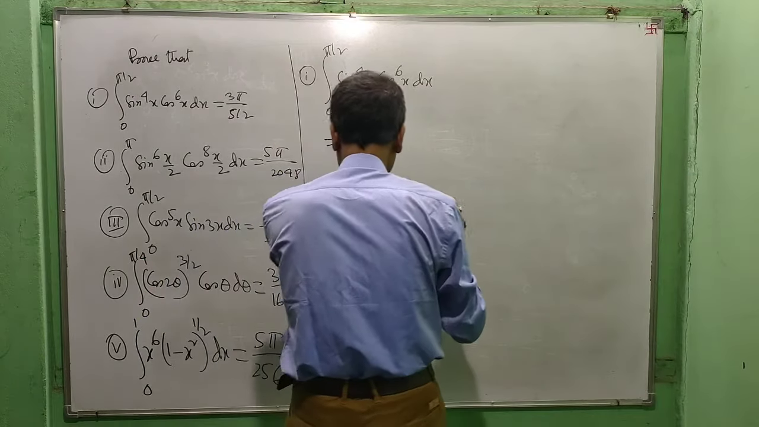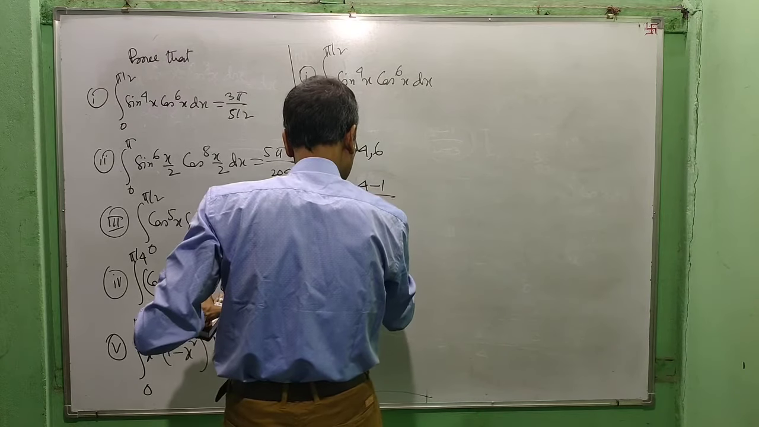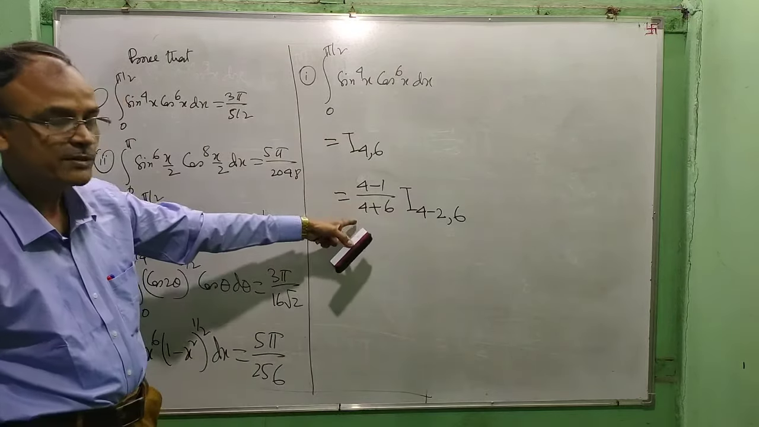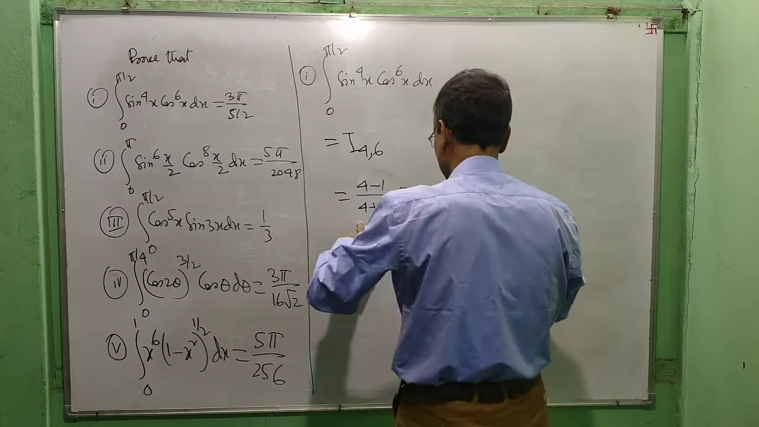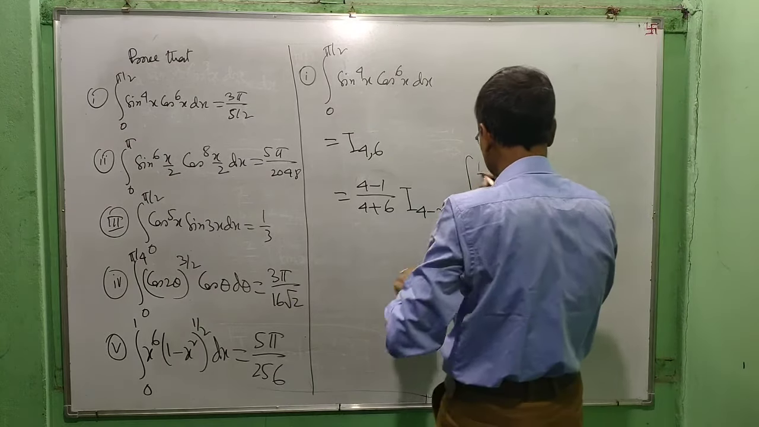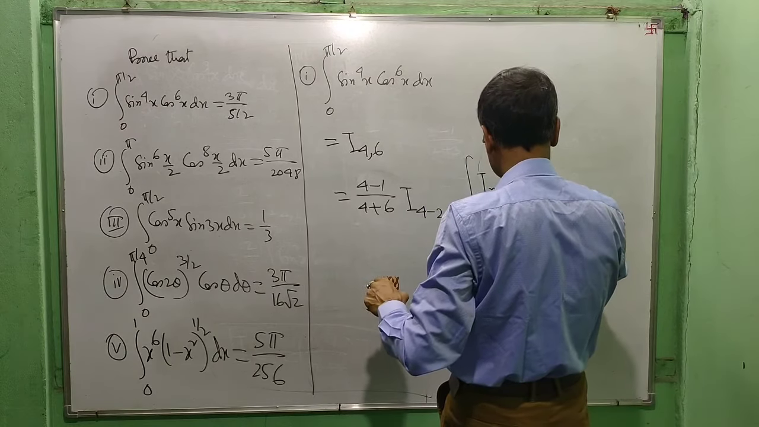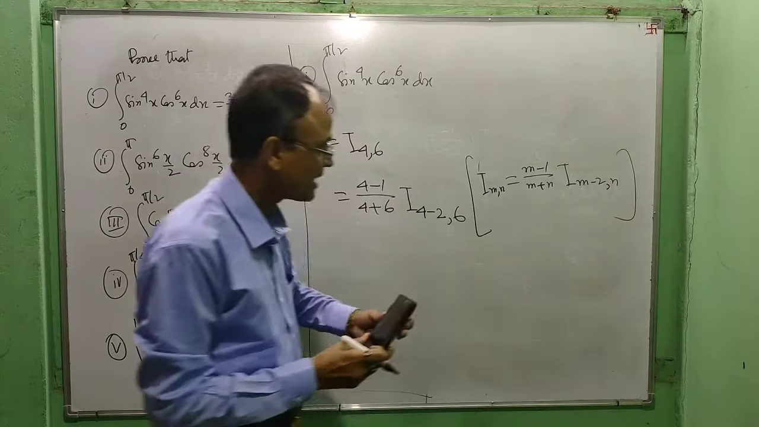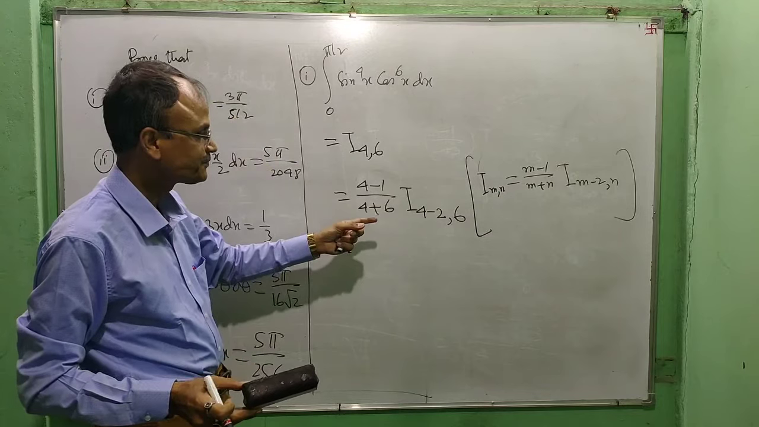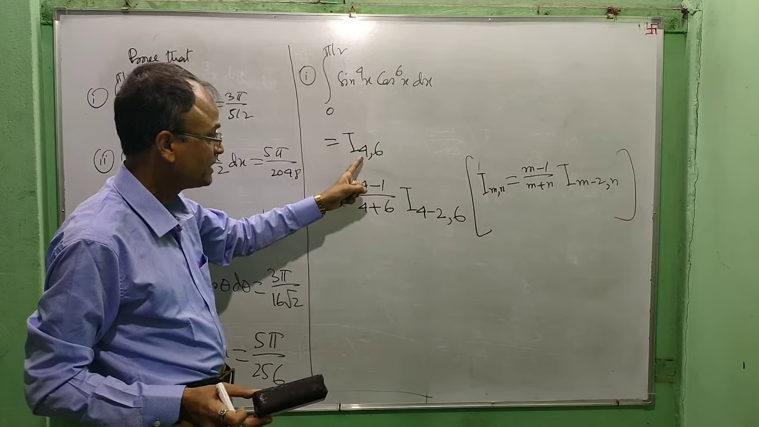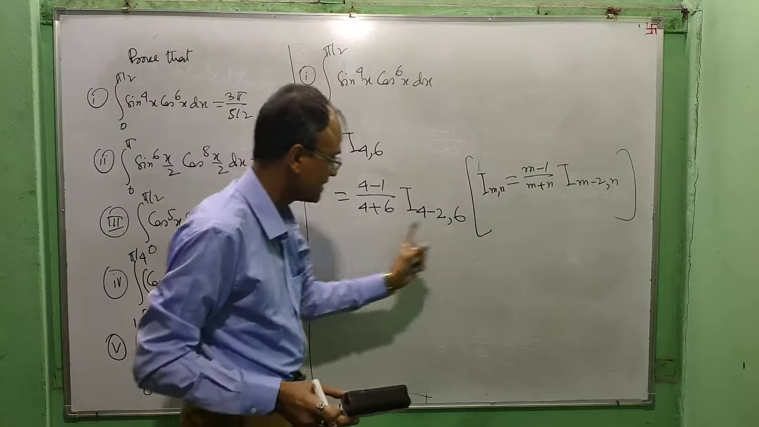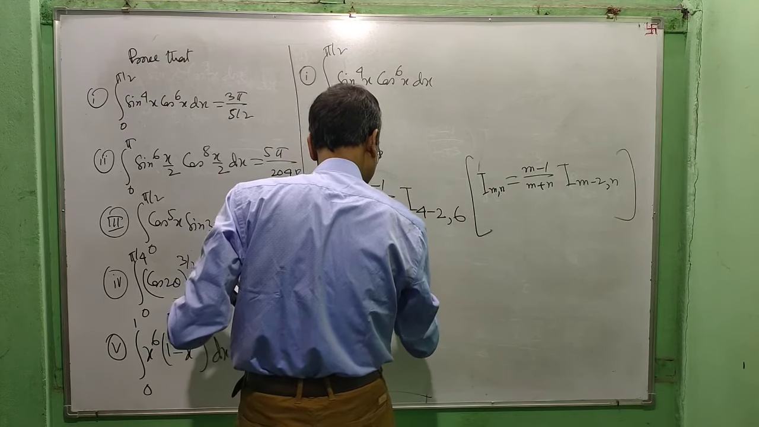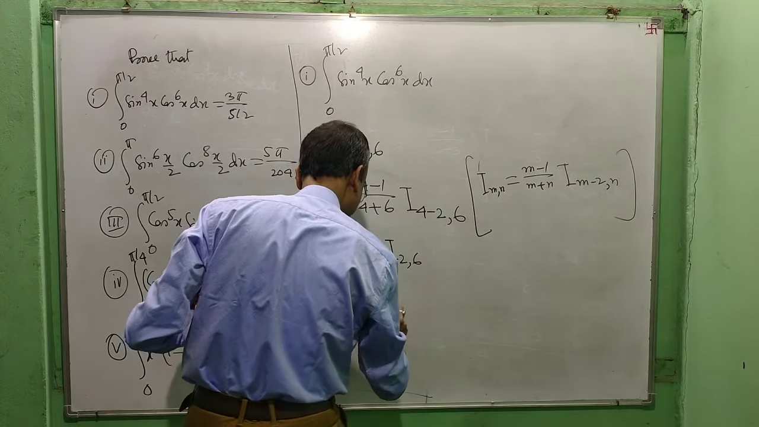This can be written as 4 minus 1 divided by 4 plus 6 I 4 minus 2 comma 6. It can be written like this. The theorem is integration I m n is equal to m minus 1 by m plus n I m minus 2 n. I have used this formula. For m it is 4, therefore 4 minus 1 by 4 plus 6 I 4 minus 2 6. This is equal to 3 divided by 10 I 2 6.